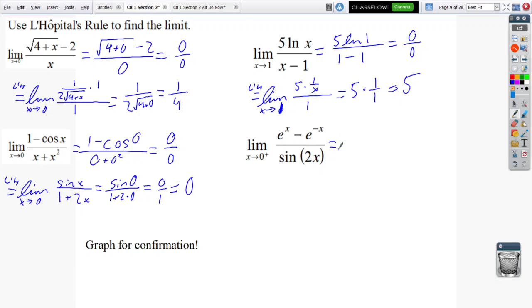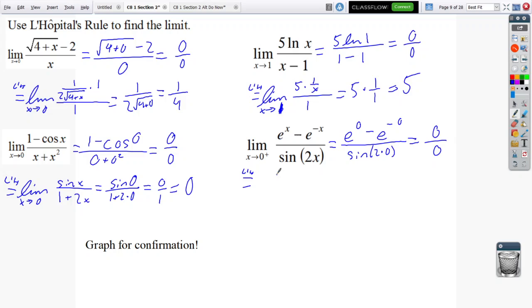Looking over here, we're looking at the limit as x approaches 0 from the right. We would have e to the 0 minus e to the negative 0 over sine of 2 times 0. 1 minus 1 gives me 0 over sine of 0, which is 0. I get 0 over 0. Indeterminate form means L'Hopital it up.